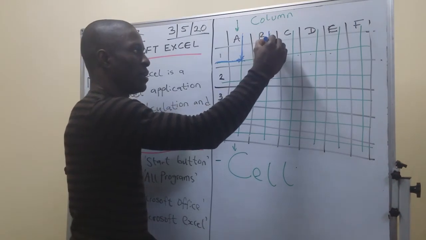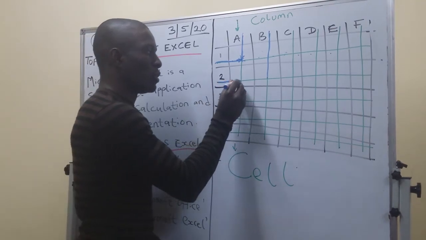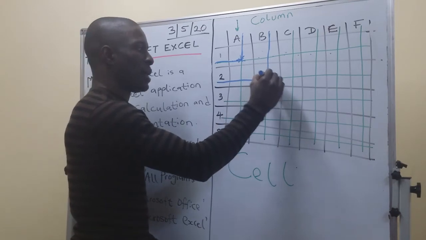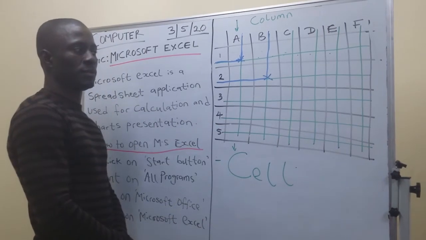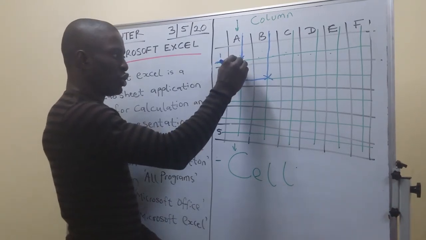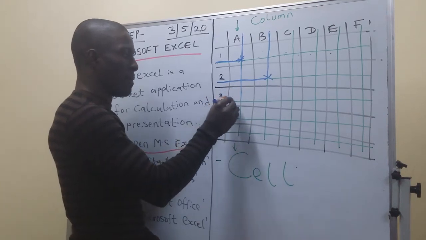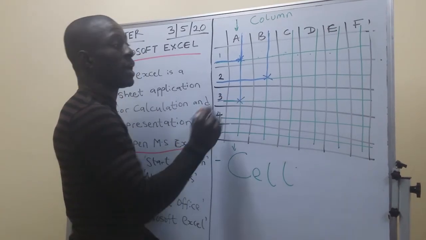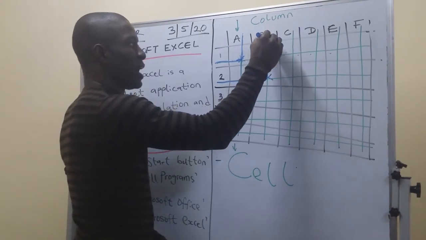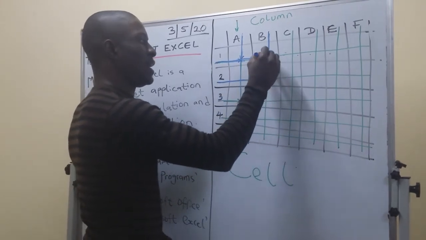Now let's see B. B started moving, gets to this place. Row 2 moves, meets with column B, and they form a cell. Let's see again. The same A continues moving. It moved down, and 3 moved and met it here, and the two of them form a cell. B moved again. B also gets to this place, and row 1 moves, getting here, and the two of them form a cell.